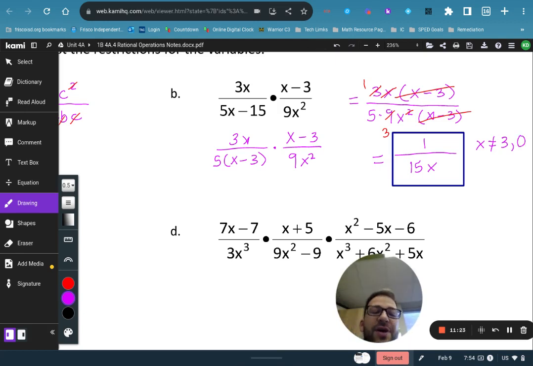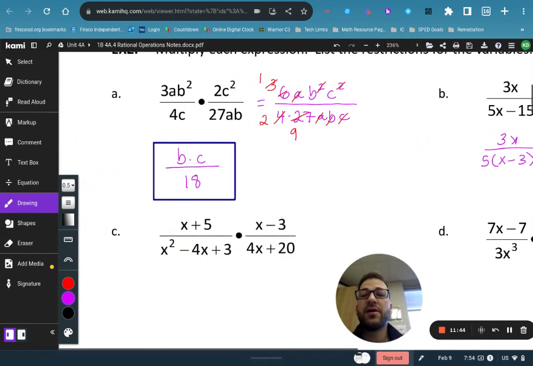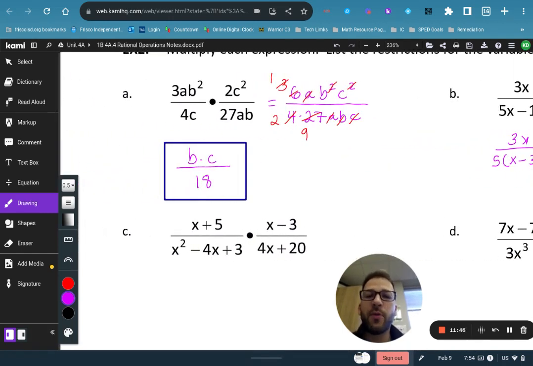And then even though I still have that 15x in the bottom, if I set 15x equal to 0, I would also get x equals 0. So I cancel out an x, but I also have an x left over. So regardless, x still can't equal 0. It would still be an issue in this problem. Okay, so x cannot equal 3 and x cannot equal 0. Those are my restrictions on B.